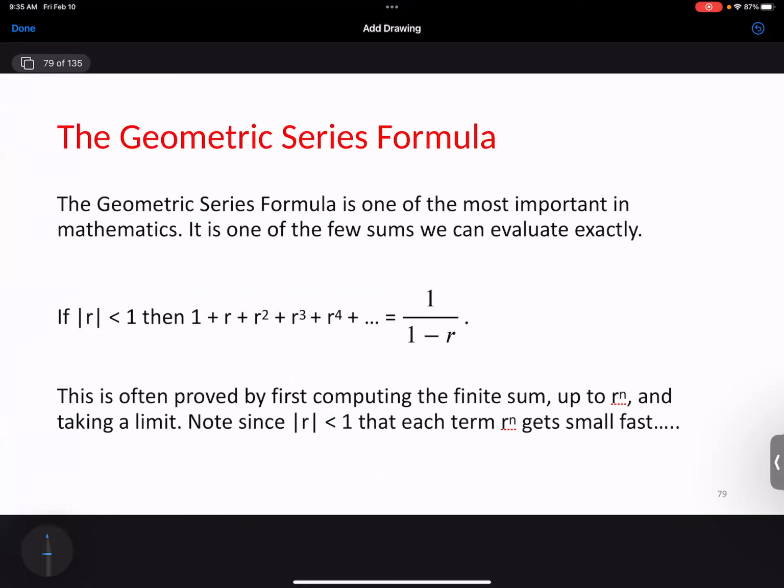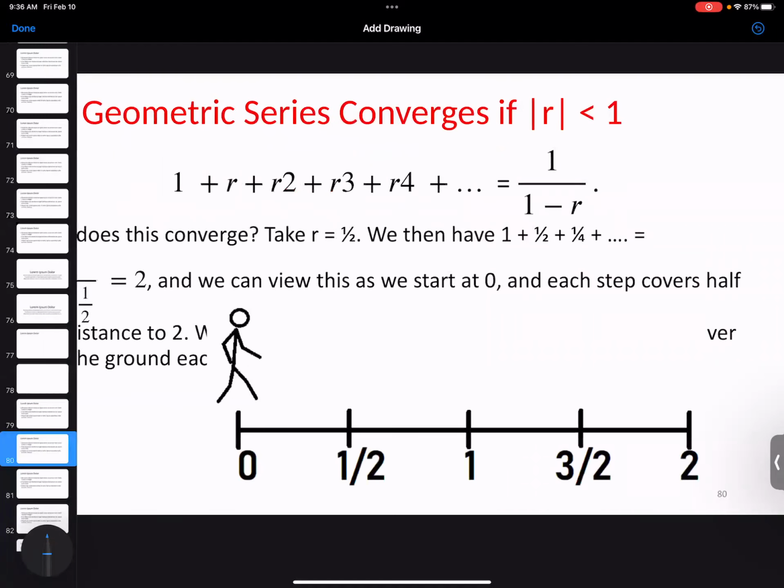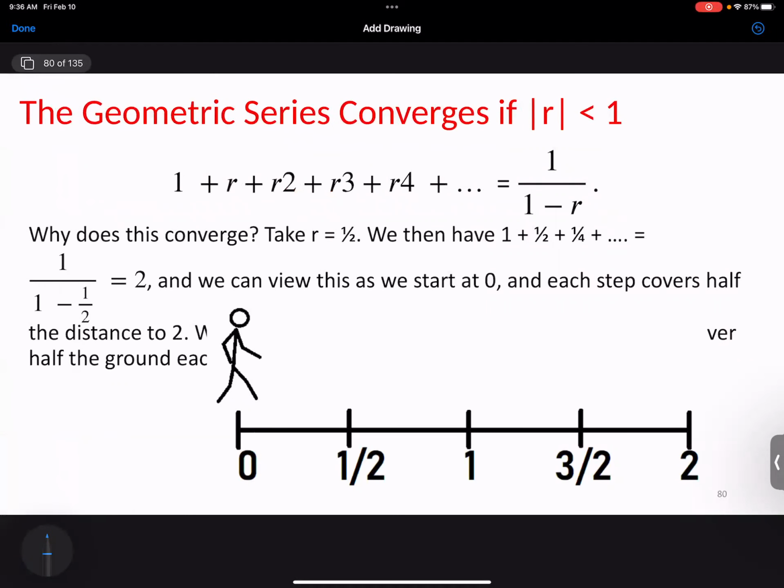So here's the geometric series formula. Sometimes people use X, sometimes they use R for ratio. If R is less than one, then the infinite sum is 1/(1 - R). Okay, and we talked about how to prove it. So let's do a special case. I dropped all the exponents up there. Oh, well, okay, it should be R squared, R cubed, R to the fourth.